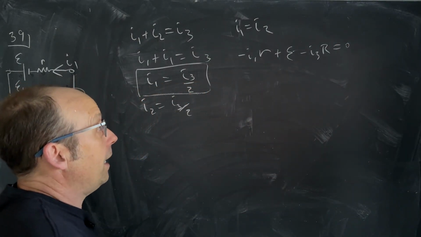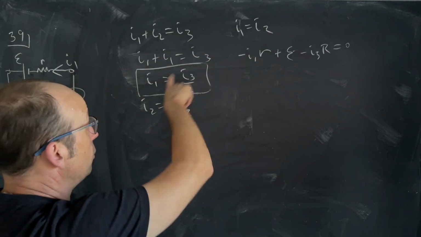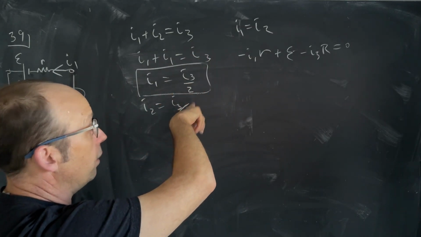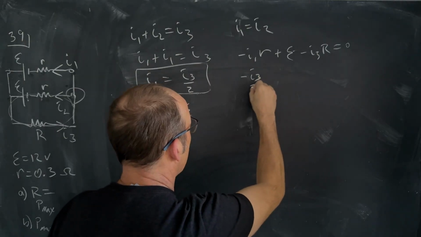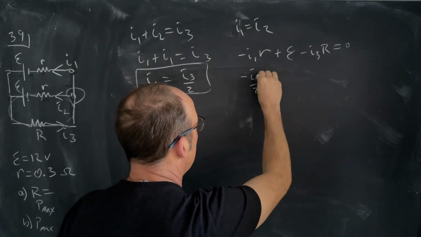But I can go ahead and substitute. I can substitute I1 as I3 over 2. I'm going to do that. So I have minus I3 over 2 R. That's a subscript.